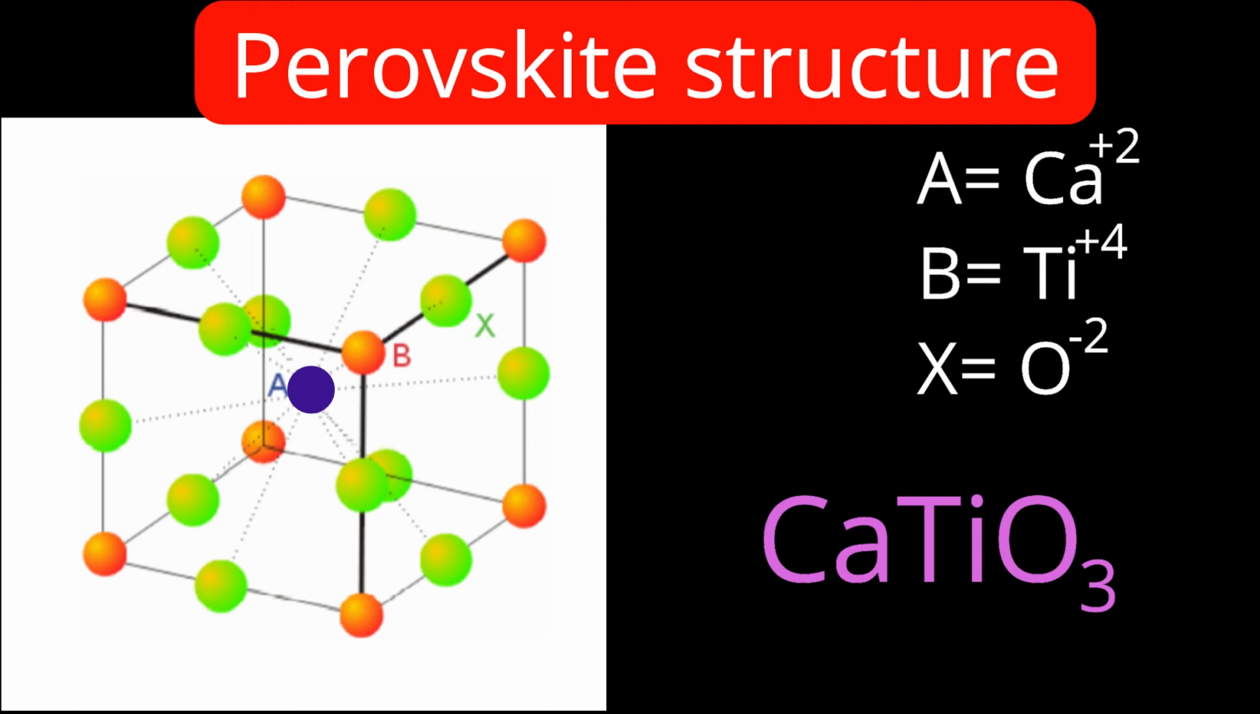Upper layer, 4 are there. Middle layer, 4 are there. Bottom layer, 4 are there. Whatever oxide ions are shown, each oxide ion is equally surrounding that central metal ion, the dipositive calcium ion. So what is the coordination number? 12.